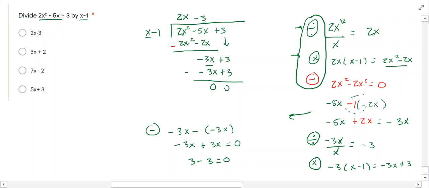Okay, so that cancels out, and what you're left with is your answer. So this is your answer here. The correct answer then is this one here, 2x minus 3.